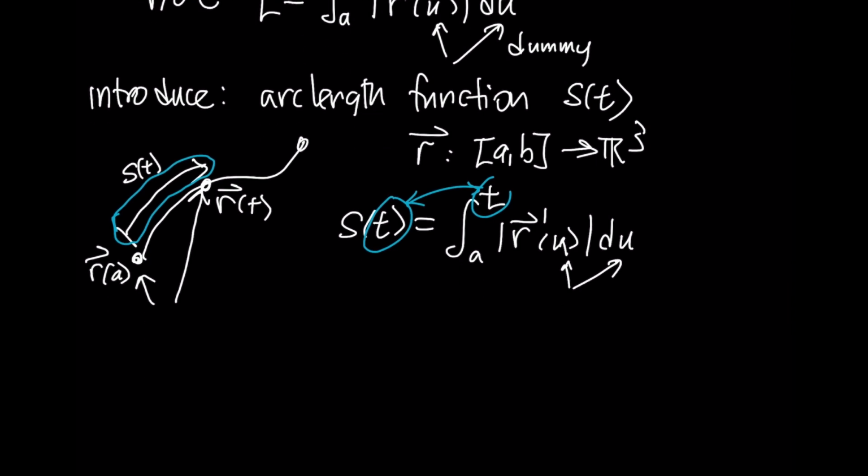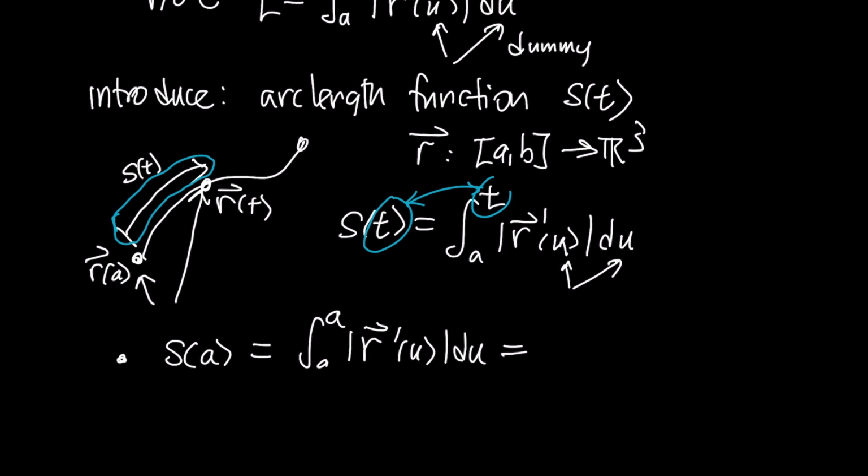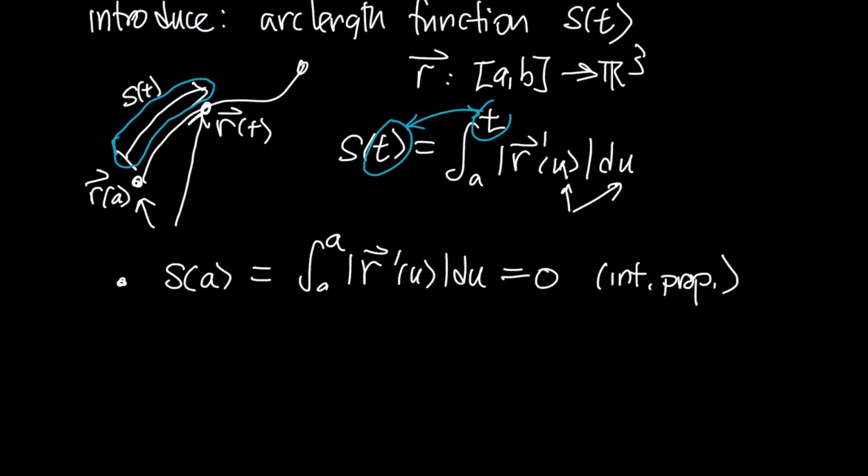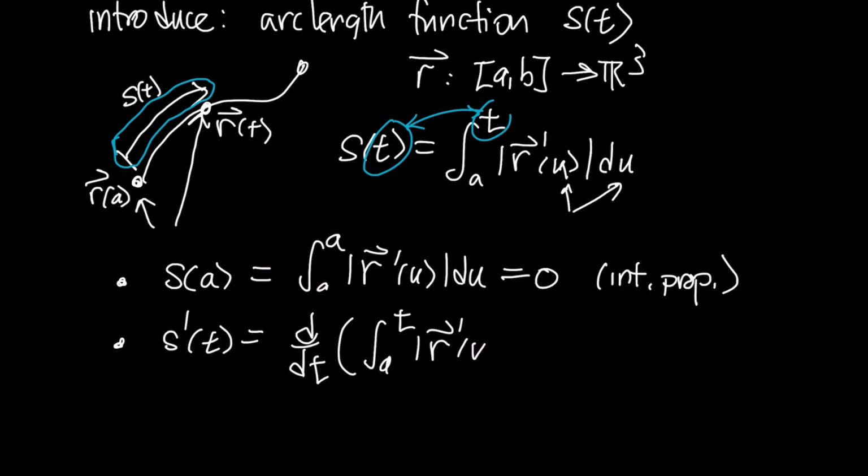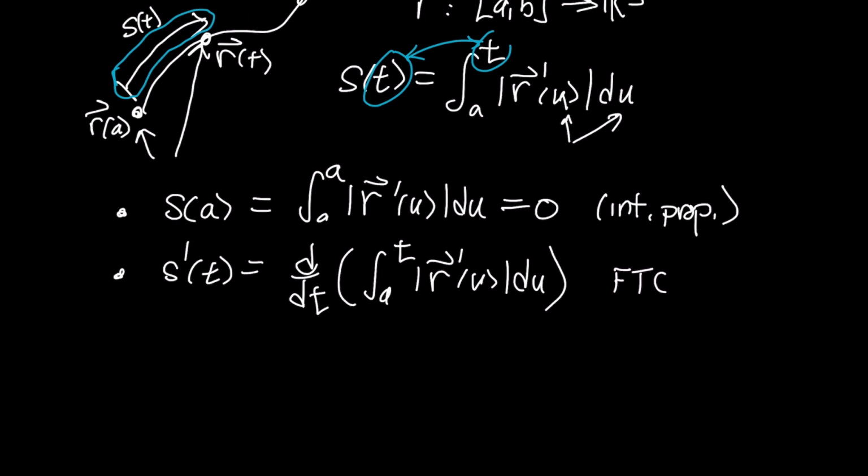If I were to say s of a, the way that we've defined this, it would be an integral from a to a of this quantity. And you know by integral properties that anytime you have the same limit in your integration, the value must be 0. If I wanted to take the derivative of this function, it would be like saying take a t derivative of this quantity. If you wanted to differentiate it, this comes from the fundamental theorem of calculus. And at the end of the day, this is going to give me the magnitude of that derivative function evaluated at t.